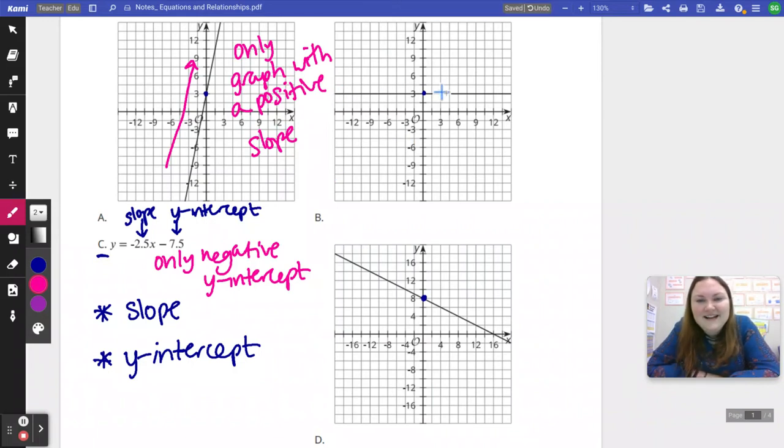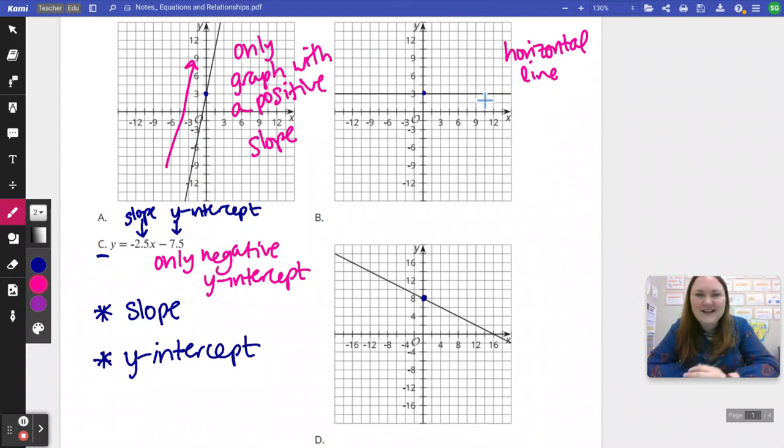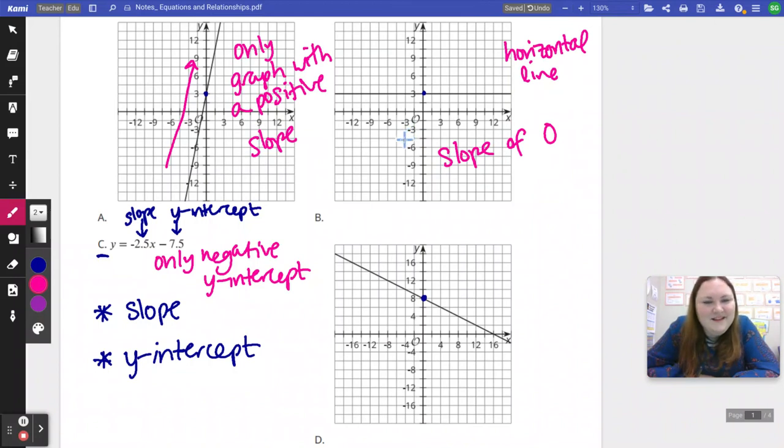Graph B, if I look at it, the word we use sometimes for that line is a horizontal line. Horizontal lines aren't going up, they're not going down. That means that slope, which is the direction of the line, if it's not going up, it's not a positive slope. If it's not going down, it's not a negative slope. This graph here is the only graph that has a slope of 0. All the other ones have a negative or a positive slope. So that could be your argument there.